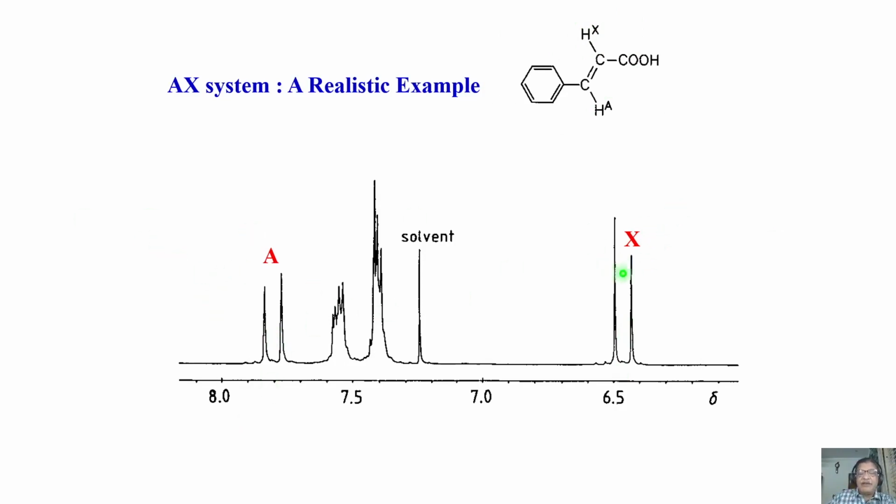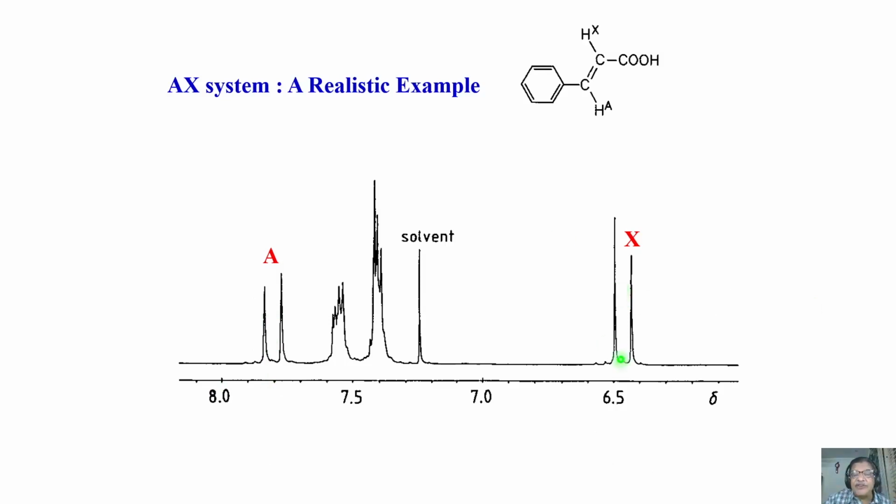This is the doublet corresponding to one of the coupled spins of the AX spin system. This is the other doublet. Now what information will you get? The center of this will give you the chemical shift of X. The center of this will give you the chemical shift of A. This separation will give you JAX.